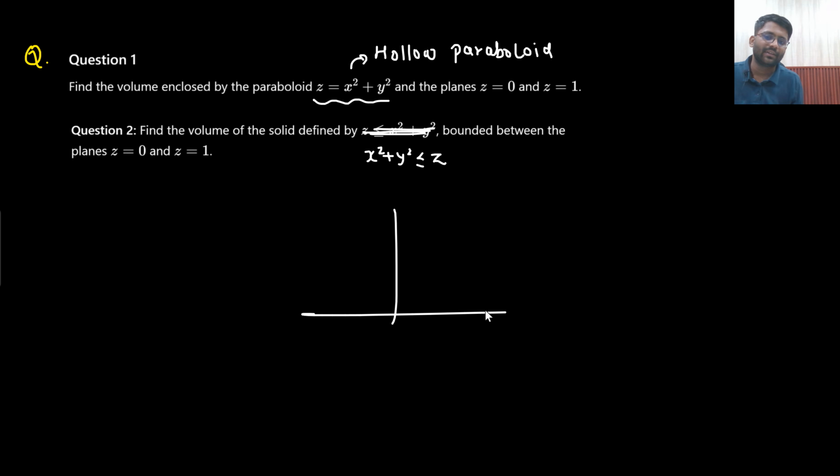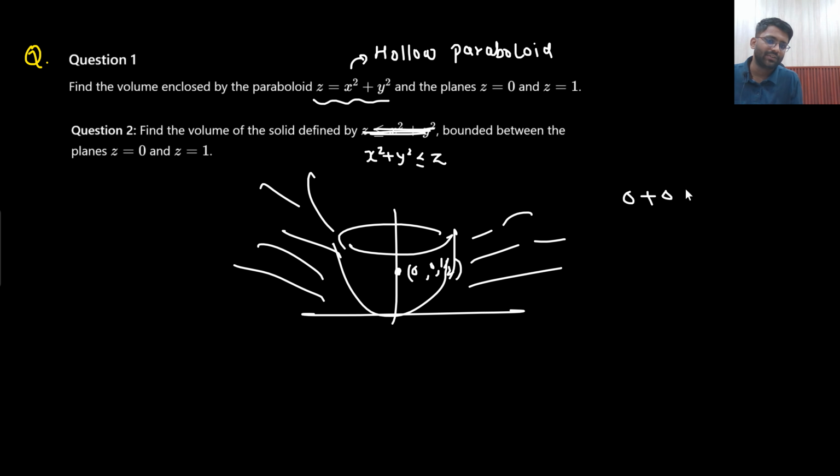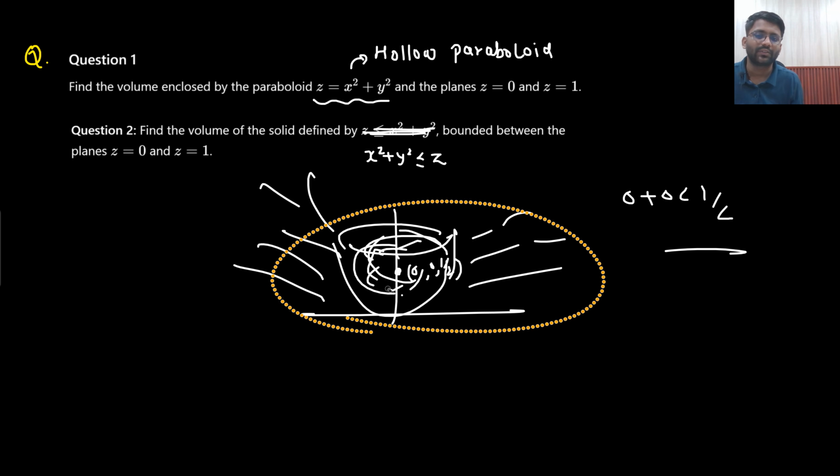No, because if you take the greater one, then the outside volume would come, which will be infinity. But if we take less than z, let's say this point 0, 0, 1 by 2, will it satisfy? Yes, it is satisfying. That means we are supposed to find the inside volume. So here it should be x square plus y square less than z.